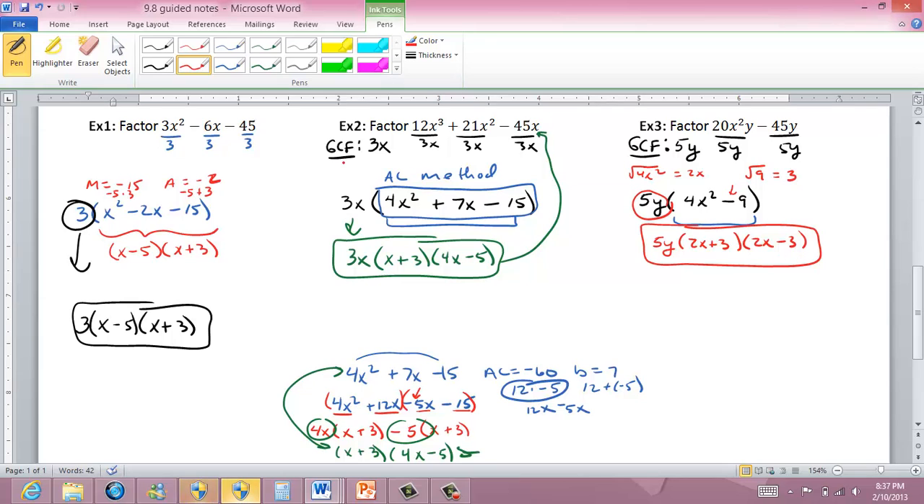It is your job now to take what we learned here and apply it to the practice problems.